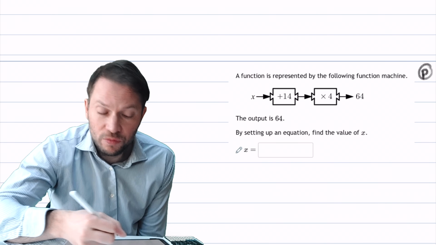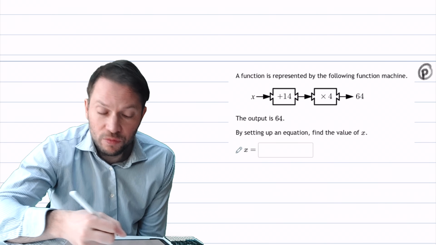But let's just say we're doing it with algebra. If we started with x, we're adding 14 to x. So we're going to do x plus 14. And then that result, we're multiplying it by 4.